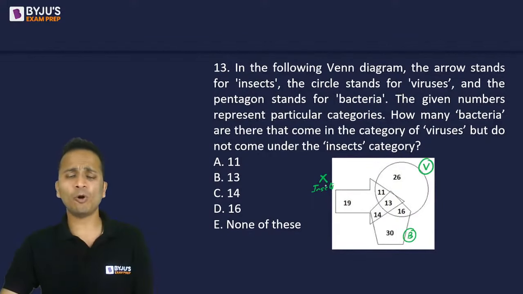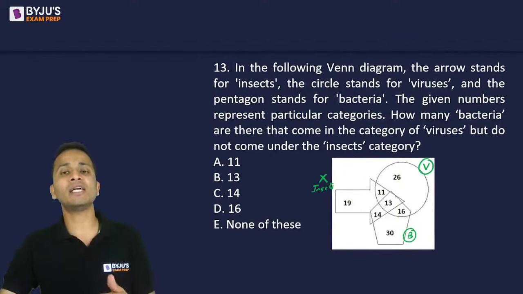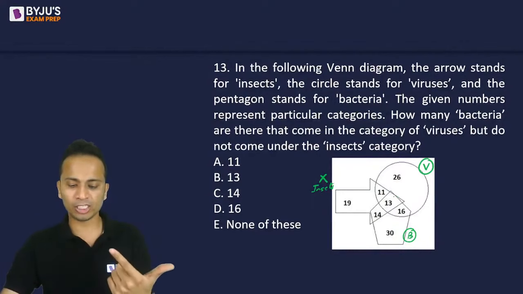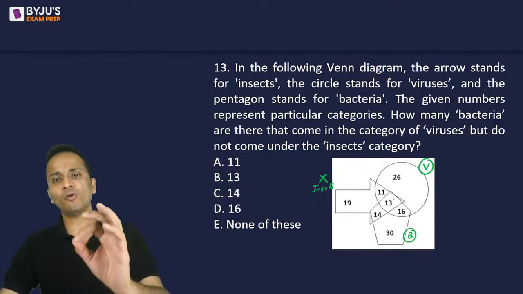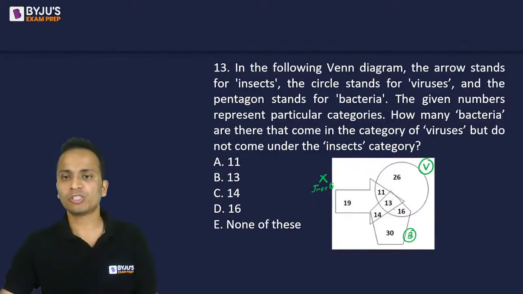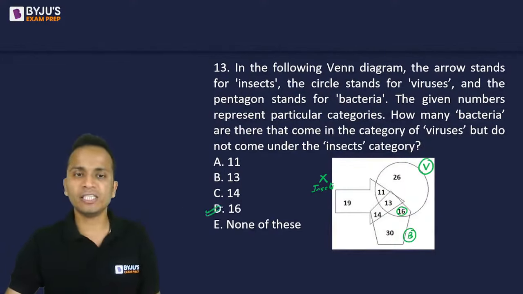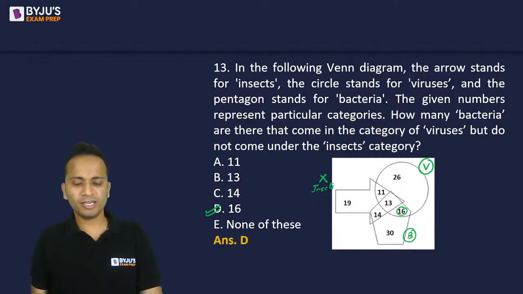That means I want all those regions which come under the circle as well as the pentagon. It should be in both circle and pentagon, but it should not be in the arrow. So this number 16 is inside the pentagon and inside the circle as well. It is in both, but it is not in the arrow. So my answer should be 16. That is the correct answer. Okay, so 16 is the correct answer and that is option D.